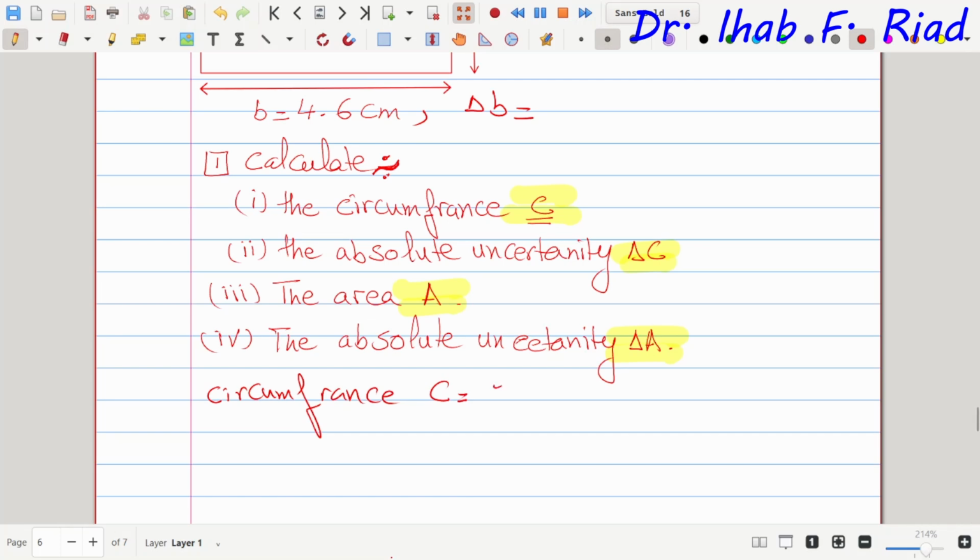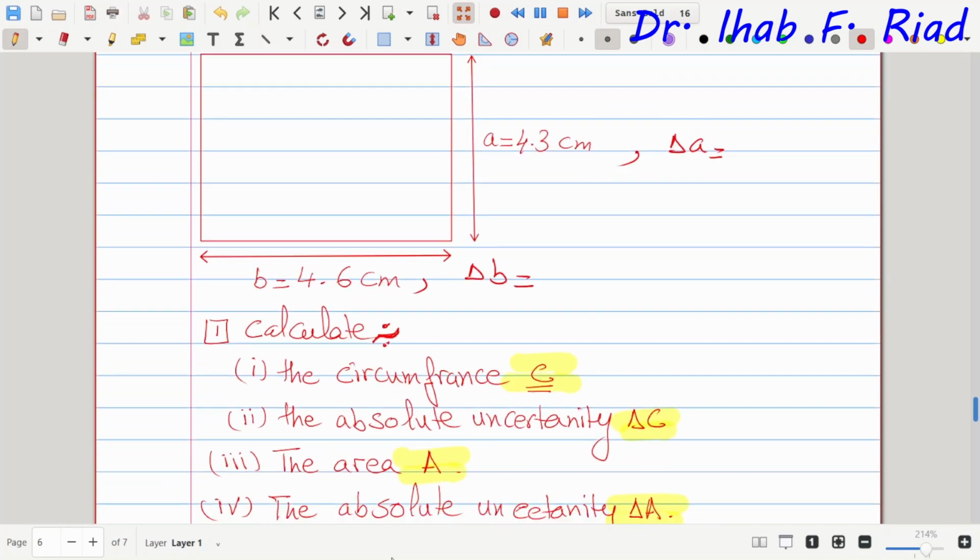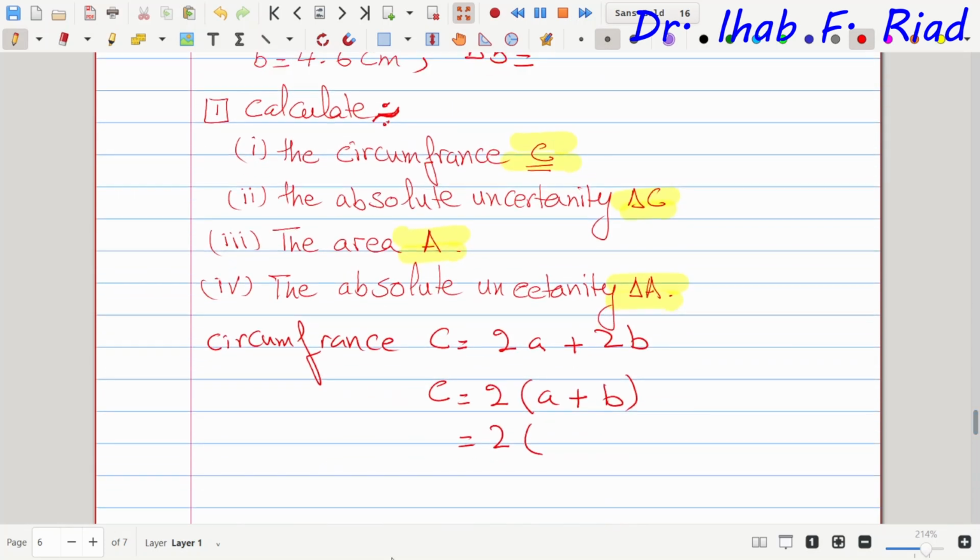C is equal to 2A plus 2B. Now the circumference is 2 times (A plus B), equal to 2 times (4.3 plus 4.6). 4.3 plus 4.6 is 8.9, and 2 times 8.9 is going to be 17.8 centimeters.